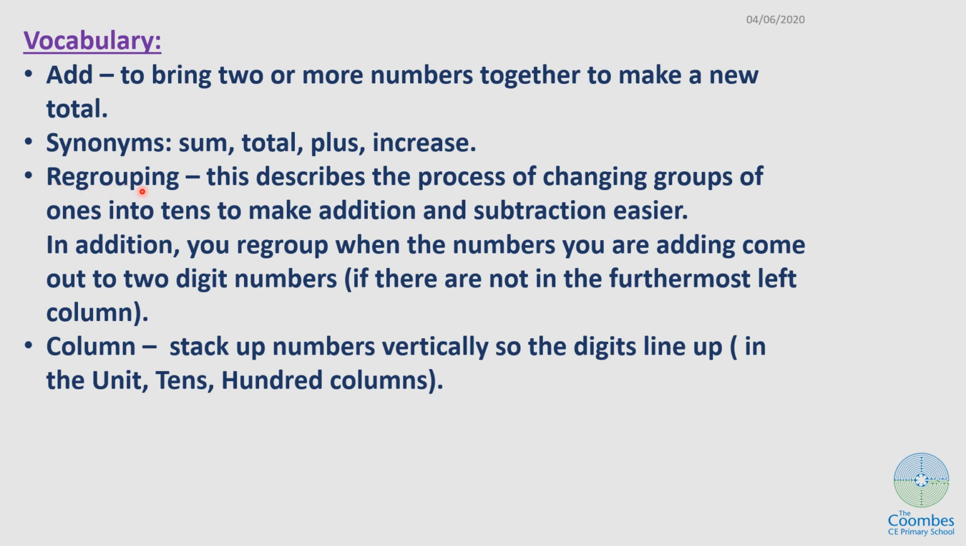Now you hear of regrouping. This describes the process of changing groups of ones into tens to make addition and subtraction easier. And then column is just stacking up numbers vertically so the digits line up.